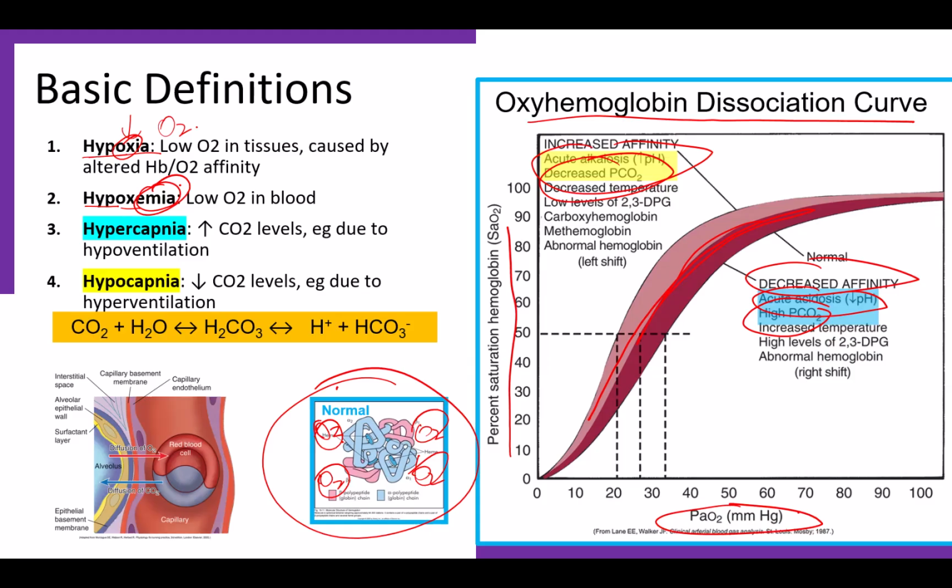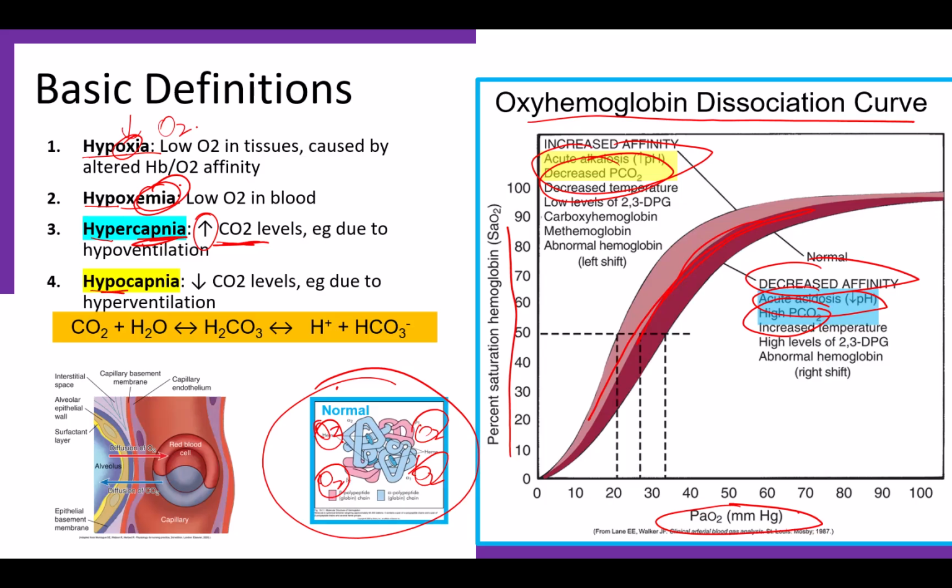Hypercapnia and hypocapnia are two opposite ends of the spectrum. So capnia refers to carbon dioxide levels. So hypercapnia is when you have higher than normal carbon dioxide levels, and then hypocapnia is when you have lower than normal carbon dioxide levels.